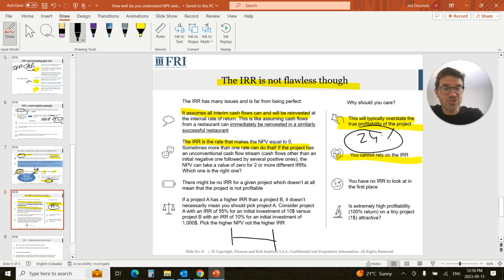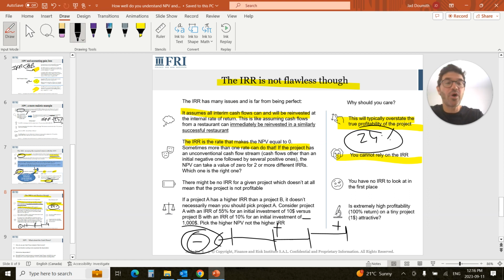When I say unconventional, it means that it departs from this scenario. So the typical scenario is you have a negative cash outflow, right, at the beginning to invest in a project, and then you have a series of positive cash flows that flow in. This is a conventional cash flow stream. An unconventional one would be a project where you have to invest money twice or more.